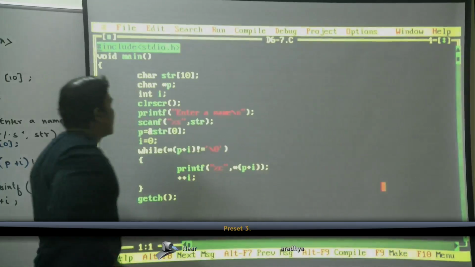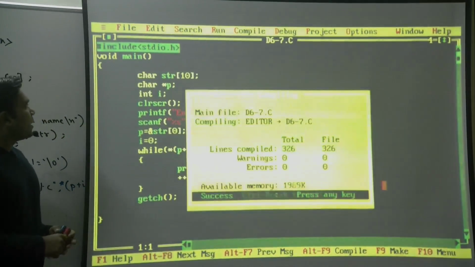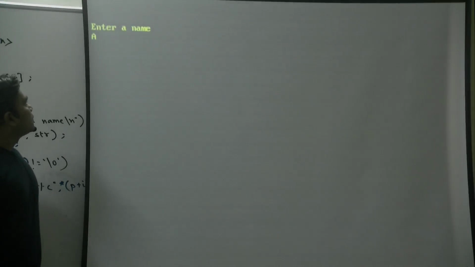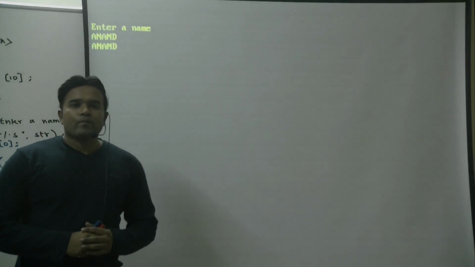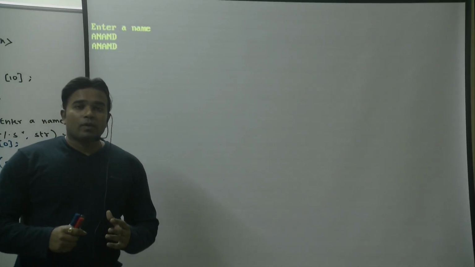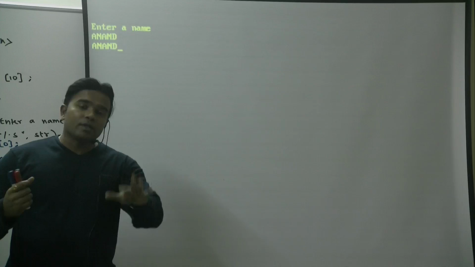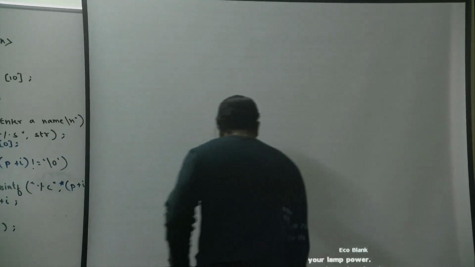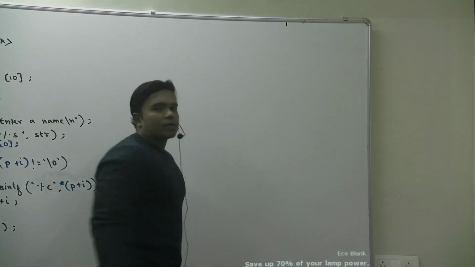Those changes have been made. Now when I compile, no issues. When I execute, if I enter Anand, it is again going to print Anand only. So an array based program can also be written using pointers. You can call it version 3 and copy it.